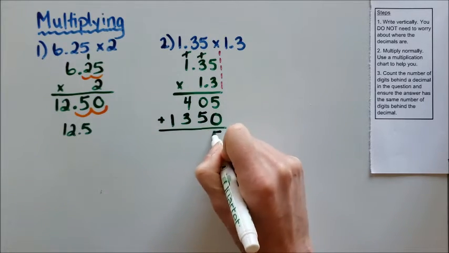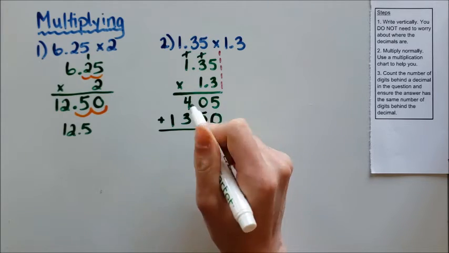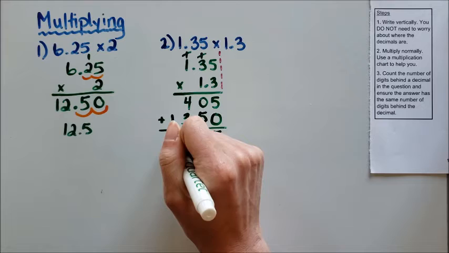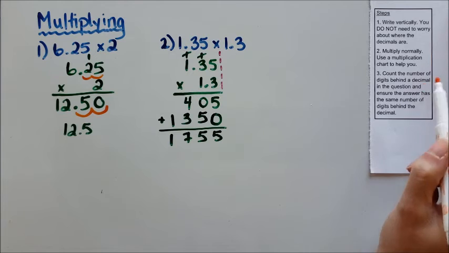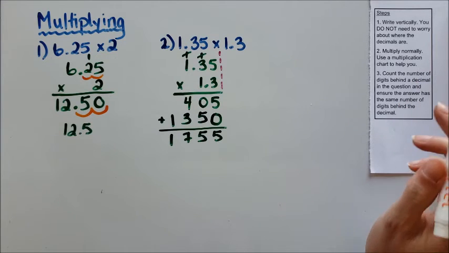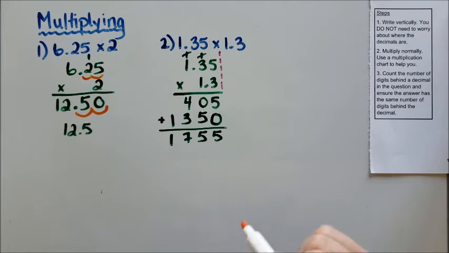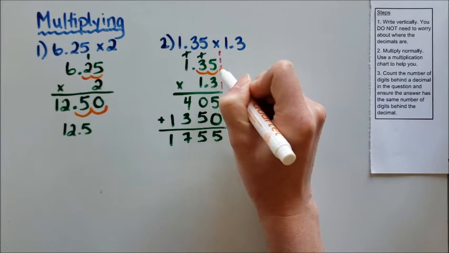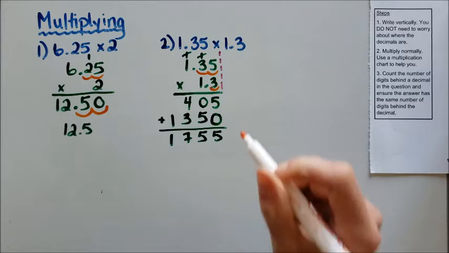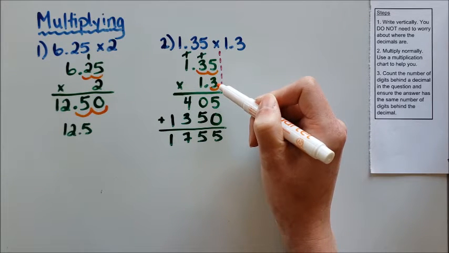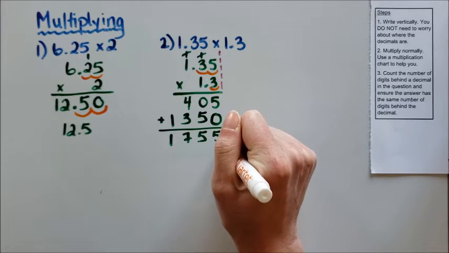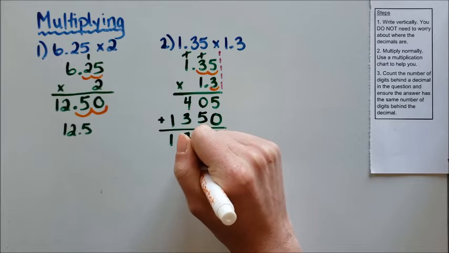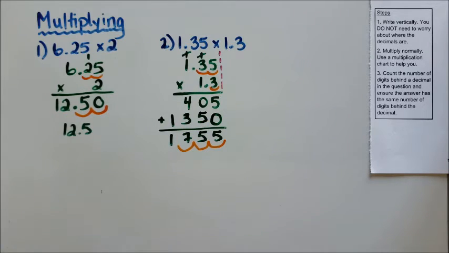I've dealt with all the digits here, so I'm going to add my answer together. So 5 plus 0 is 5, 0 plus 5 is 5, 4 plus 3 is 7, and here I have 1. Now we are down to this last step. So I'm going to count the total number of digits behind a decimal. So I have 1, 2, 3 in this case, because I have 1 down here as well. That means that I need 3 digits behind the decimal in my answer as well. So I'm going to start on the right-hand side and count 1, 2, 3, and my decimal is going to go in between the 1 and the 7.